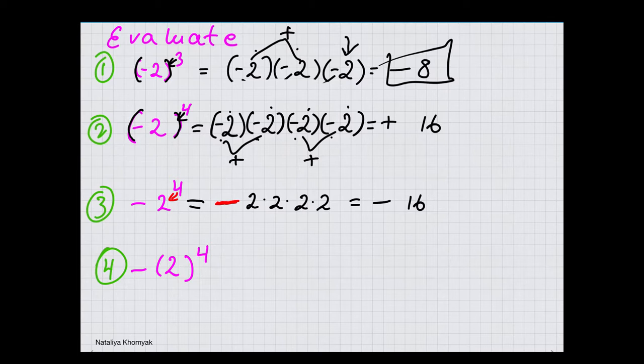Example number 4 is another tricky version of this. This 4 applies to the parentheses. It has no reach towards the negative sign. So the negative is outside, and we have 4 factors of 2. And this ends up being negative 2 times 2, 4 times 2, 8 times 2, 16.